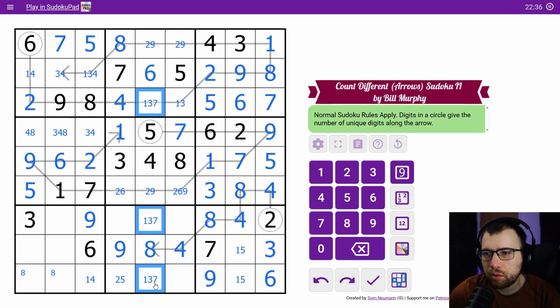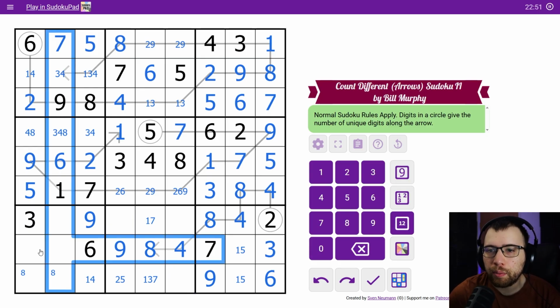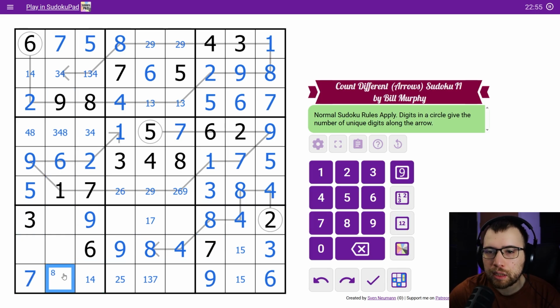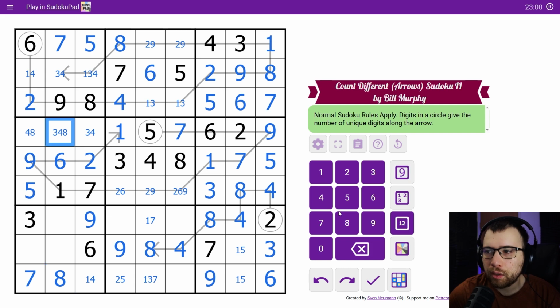Is it a 7? Oops, I did not mean to highlight this one. And then a 3 can't go here, but that doesn't really help me. Can I get the 7 actually? Hold on, in that box. Yeah. Okay, so the 7 goes here, which means that the 8 has to go here because of our pencil markings. And that can eliminate the 8 from there.